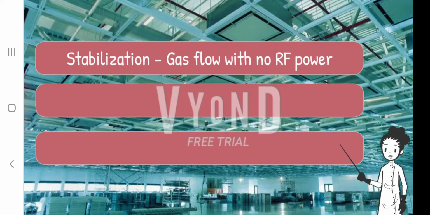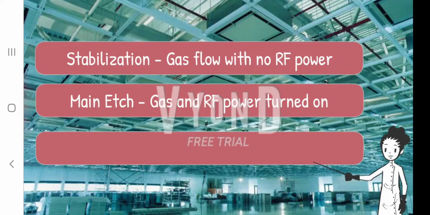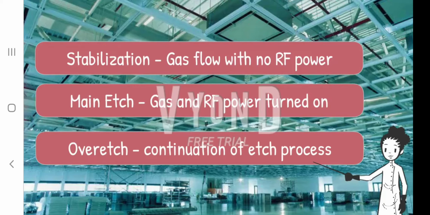Next is the main etch step, where the gas and RF power are both turned on. In this step, all the mechanisms explained before occur. Main etch time is the desired film thickness to remove over the etch rate. The last step is over etch step, which is the continuation of the etch process for a percentage of the main etch time. Presence of residue, which requires over etching, are due to several reasons such as non-uniformity in the deposited film and the etch itself.